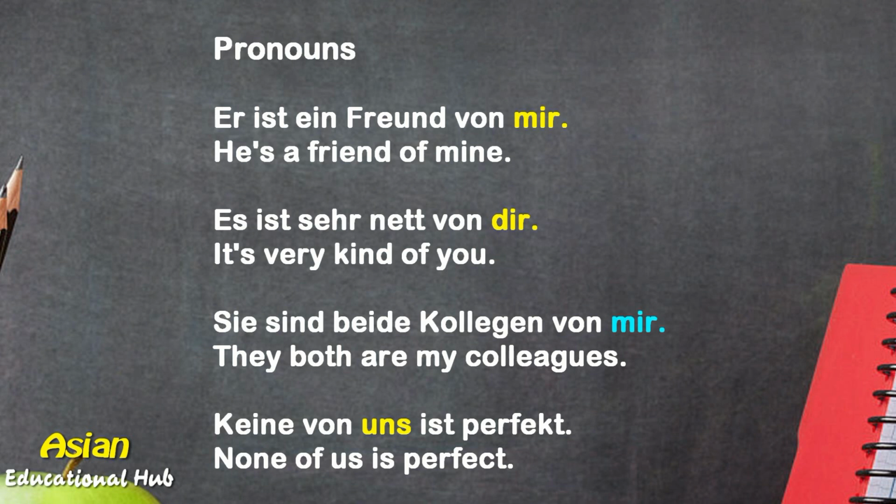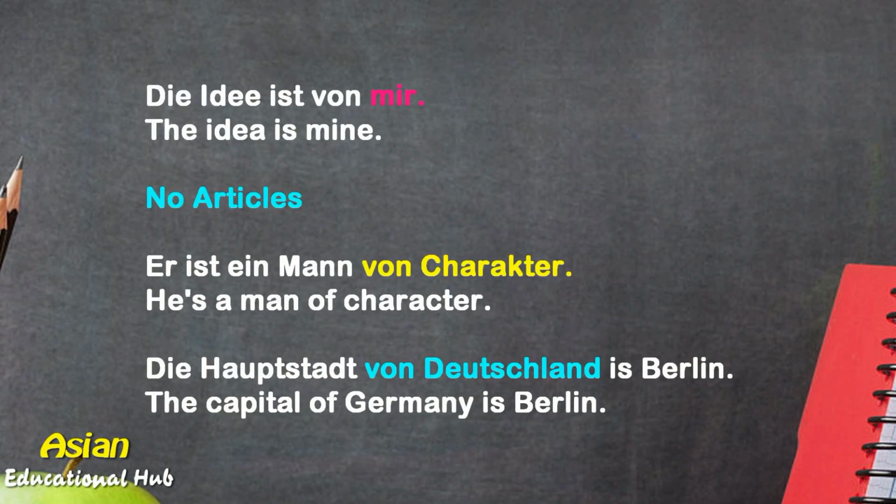Es ist sehr nett von dir. It is very kind of you. Sie sind beide Kollegen von mir. They both are my colleagues. Keiner von uns ist perfekt. None of us is perfect. Die Idee ist von mir. The idea is mine.